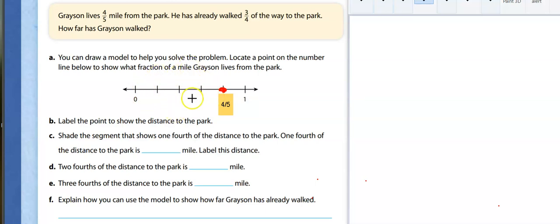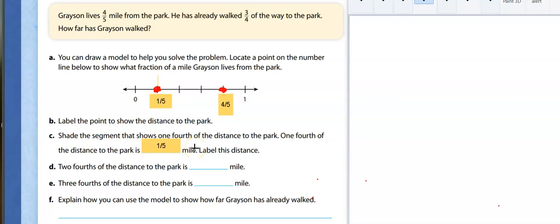So if we know that this distance is broken into fourths, 1/4 of the distance is right here. This is 1/4. Let's see what part of the distance this compares to our entire mile. So this is 1 mile. So 1/4 is equivalent to 1/5 mile. So let's go ahead and write 1/5 in this space right here.